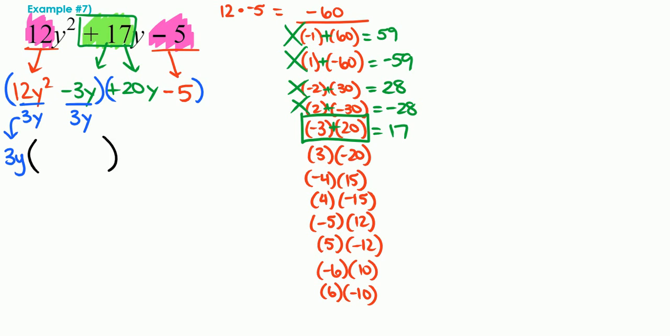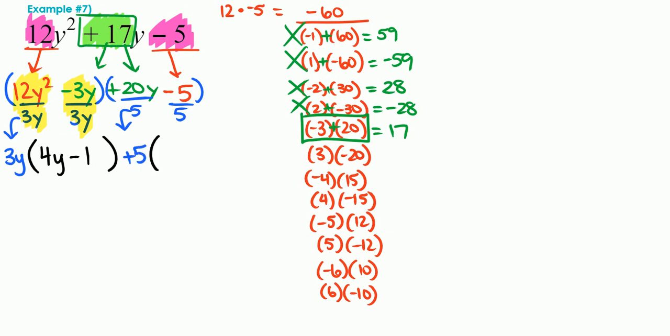So dividing those, starting with 12y squared divided by 3y. Well, 12 divided by 3 is 4. Y squared divided by y is y. Moving along, I have -3y divided by 3y. So -3 divided by 3 is -1. Y divided by y cancels out, so I don't even need to show that. In my other set of parentheses, well, 20 and -5, those are both divisible by 5. So that is the number I'll write in front. That's a +5.